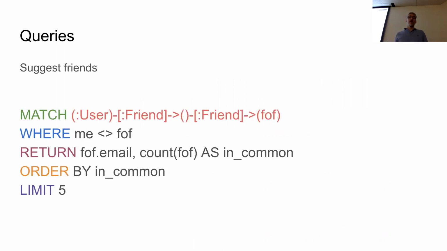All right, talking a little bit about queries. I'm not going to go into details about the query language. We're going to mostly focus on the pattern that the user can provide in order to query the database. So this is the first query that we will analyze. It tries to get suggestions for friendships.